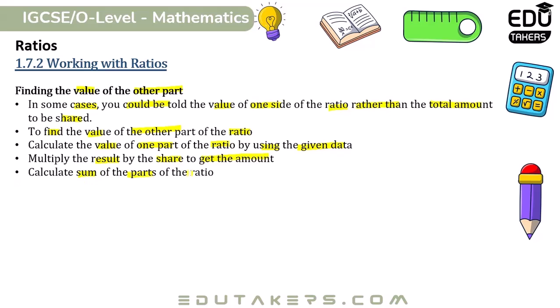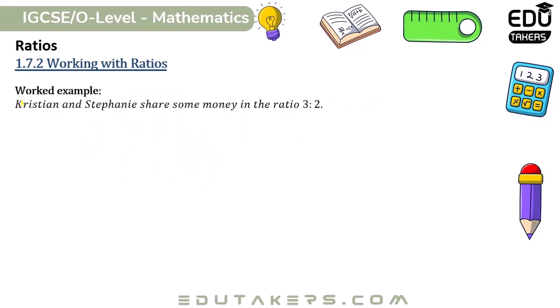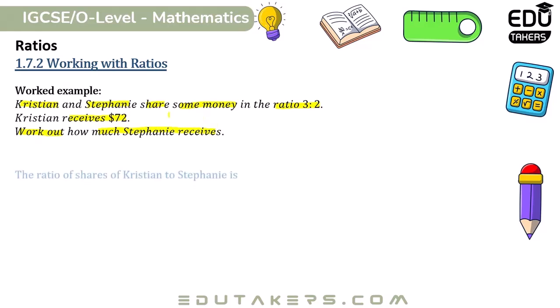Calculate the sum of the parts of the ratio. Then multiply the sum of the ratio by one part of the amount to get the total amount. Worked example. Christian and Stephanie share some money in the ratio 3:2. Christian receives $72. Work out how much Stephanie receives.